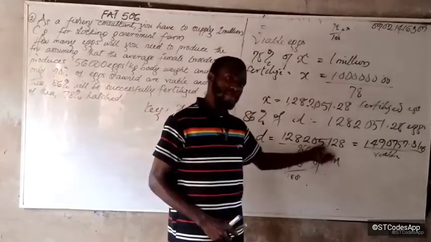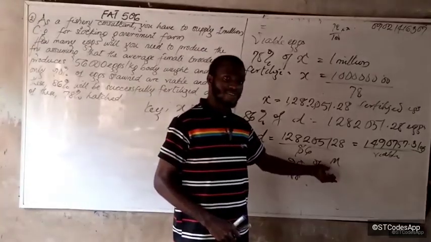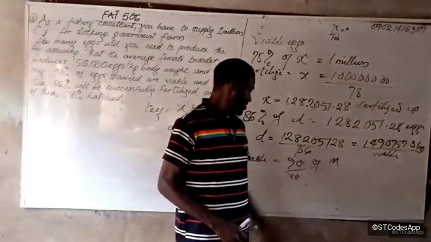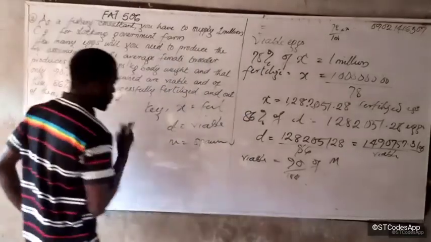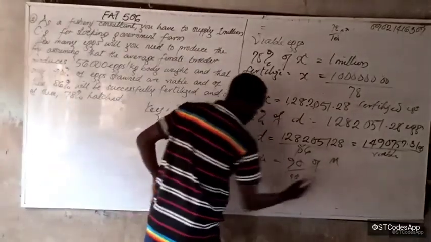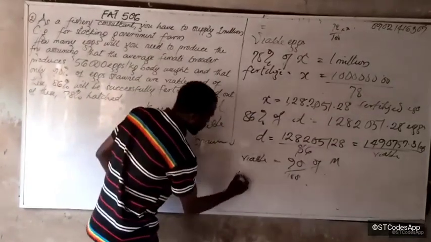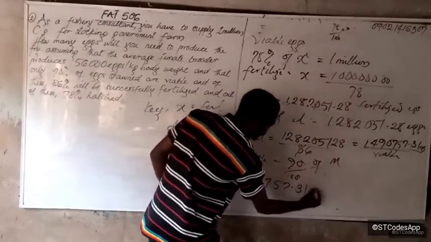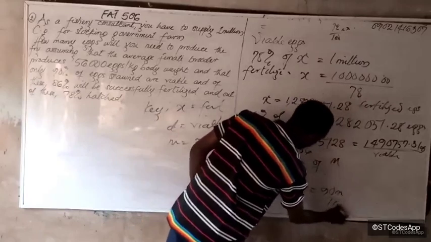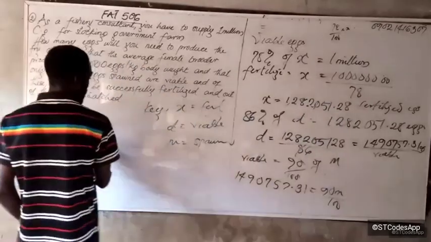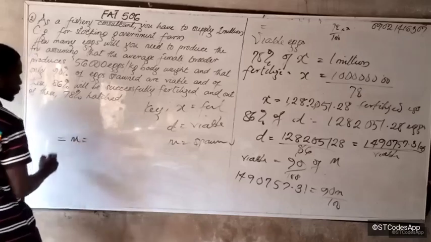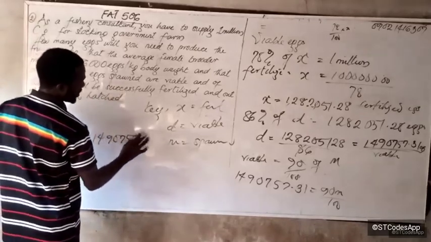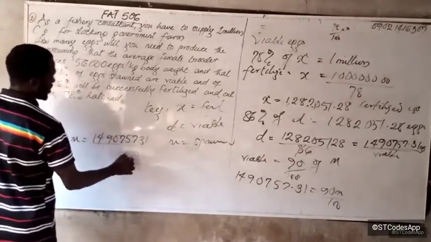So 90% of M, so M now is the number of spawned eggs, right? So how many eggs are viable? 1490757.31 is equal to 90M over 100. Is that okay? So by the time you cross multiply again, you're going to have that M will be equal to 1490757.31 multiplied by 100 over 90.